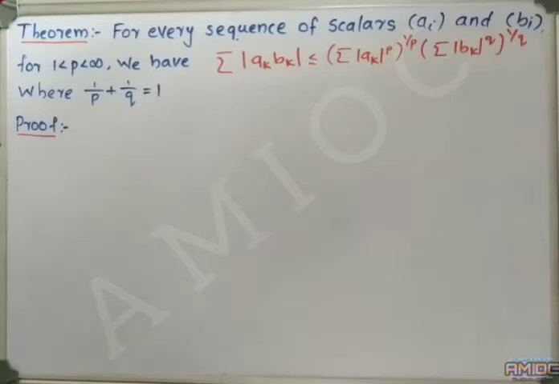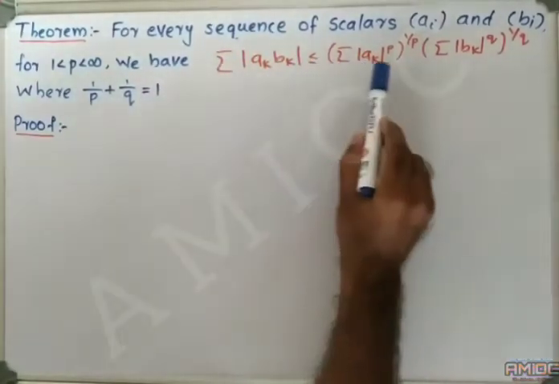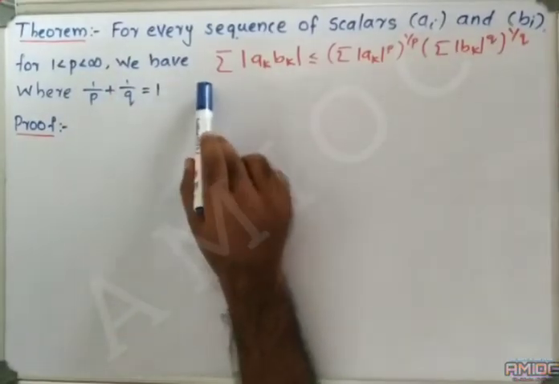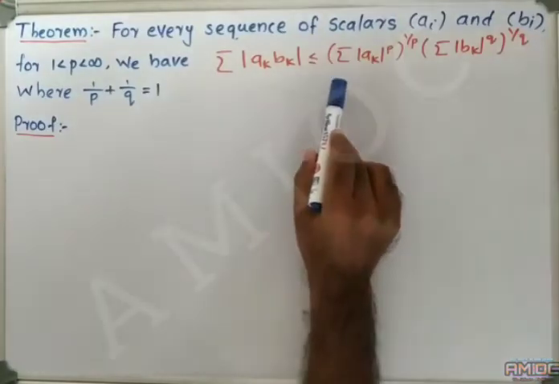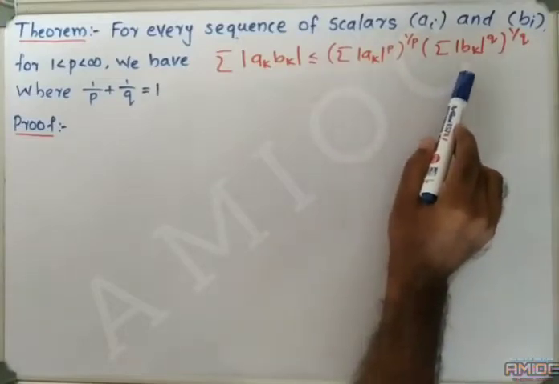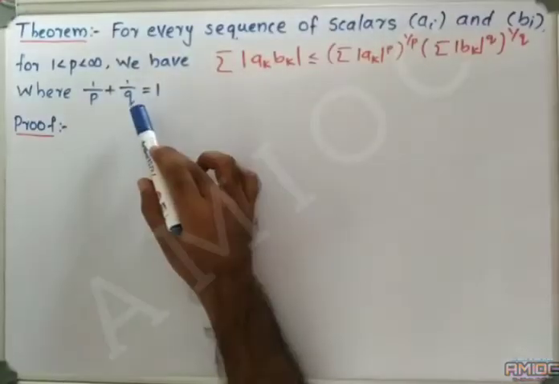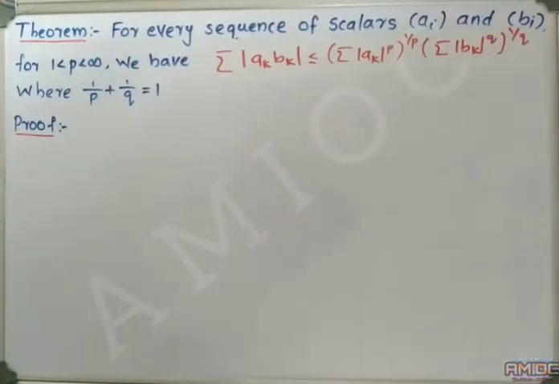Hi friends, today we are proving a theorem named Hölder's inequality. The theorem states that for every sequence of scalars a_i and b_i, and for 1 < p < ∞, we have the summation of |a_k b_k| is less than or equal to (summation |a_k|^p)^(1/p) times (summation |b_k|^q)^(1/q), where q is the number such that 1/p + 1/q = 1.